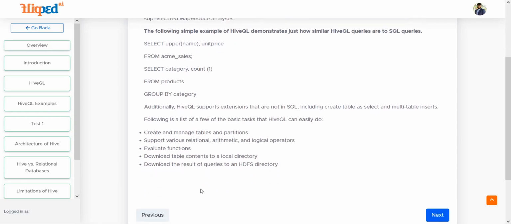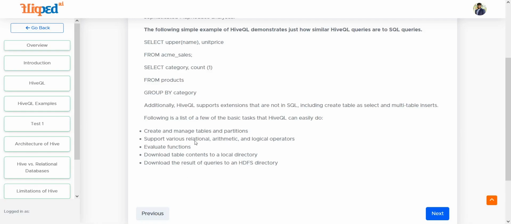We have some basic tasks which Hive can easily do, like create and manage tables and partitions, and support various relational, arithmetic and logical operators. Arithmetic operators are plus, minus, multiply, divide. Relational operators are equals to, greater than or less than. Logical operators are like boolean operators, or if and else. All these things are implemented in HiveQL. It can evaluate functions. If we have a function, it will evaluate it in its own backend language, which will tell us that the function is right and will not create any error when we deploy it.